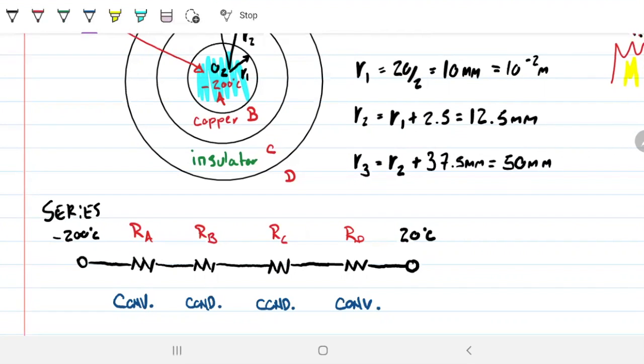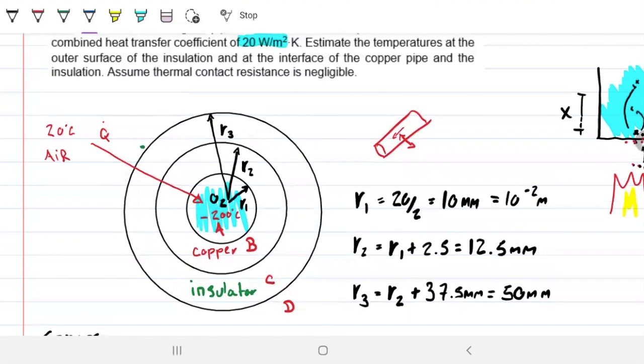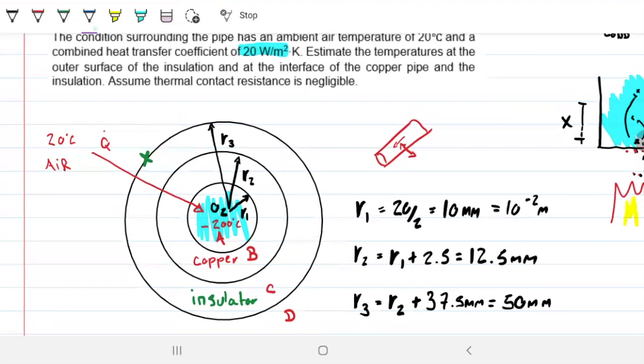Once this is set up, in terms of our thinking around this problem, that is pretty much it, because now we can find our heat transfer and use that to our advantage. Check out what we need to find. We need to estimate the temperature on the outer surface of the insulator. So let's put that down. It will be right here, the outer surface of the insulator, just there. We also need to find the temperature on the interface between the copper pipe and the insulator. So let's change colors to blue, right there. That is what we're looking for.